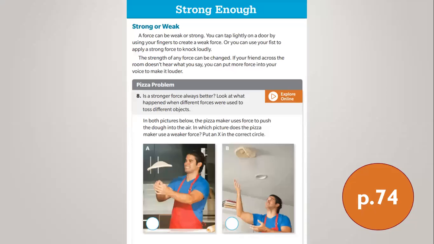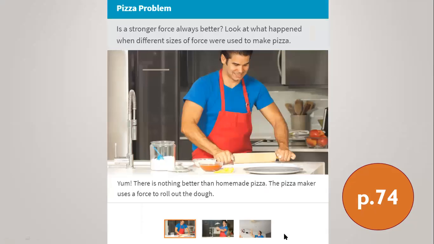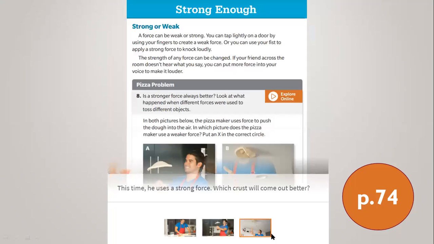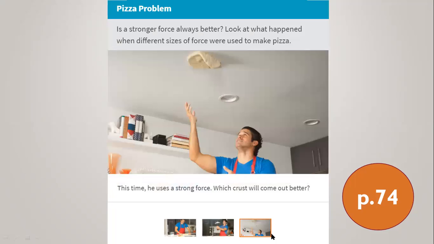In session 3, we were talking about a strong and weak force. And we took this pizza man as an example. Here he is doughing the pizza, patting it. There is nothing better than a homemade pizza. The pizza maker uses a force to roll out the dough. And then the pizza maker pushes the pizza crust into the air with a gentle force. He's using a gentle force here to push the pizza crusts. And then this time he uses a strong force.